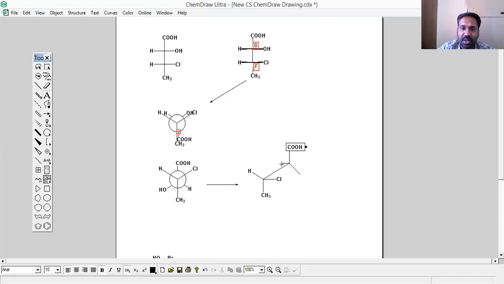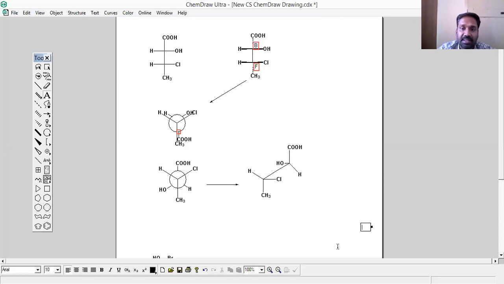Okay, now which is the group here? Tell me, which is the group here? There. Which is the group? OH, sir. OH, correct. OH. Why? Because you see, and of course it should be H. Is it not? So that is the sawhorse projection of the given problem.